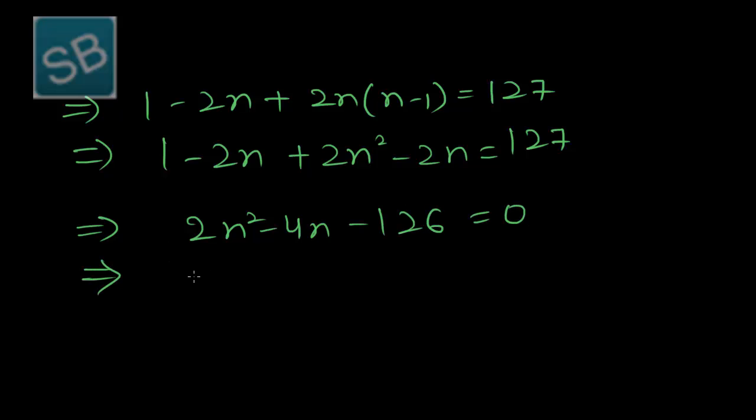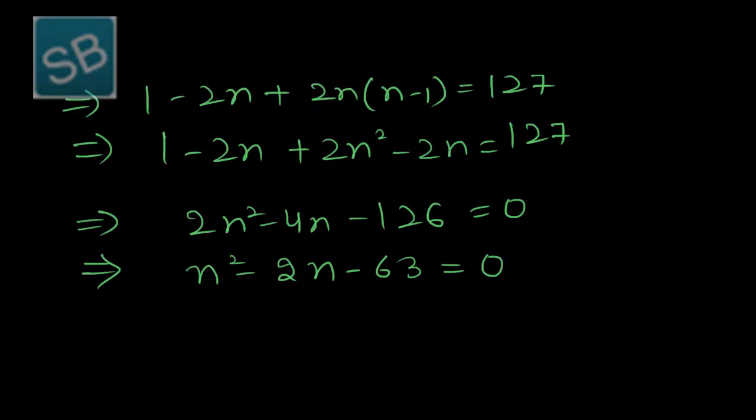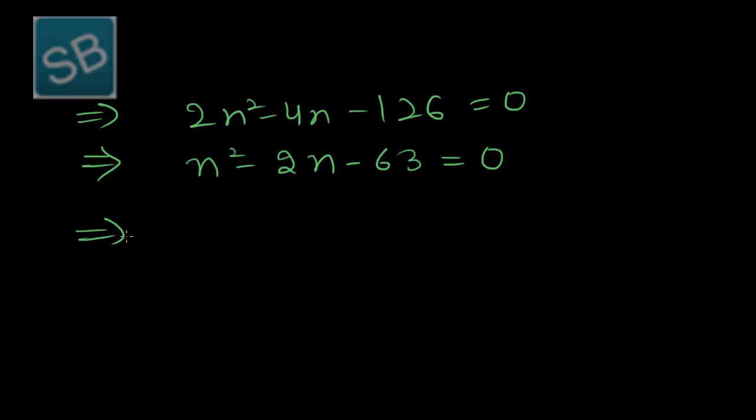So on taking 2 common out we get n square minus 2n minus 63 is equal to 0. So this is a quadratic equation. So we have to find the factors of 63, and on adding and subtracting the factors of 2, we get minus 9n plus 7n minus 63 is equal to 0.